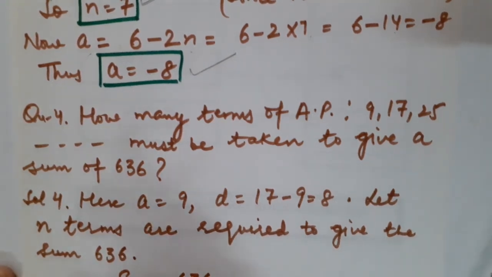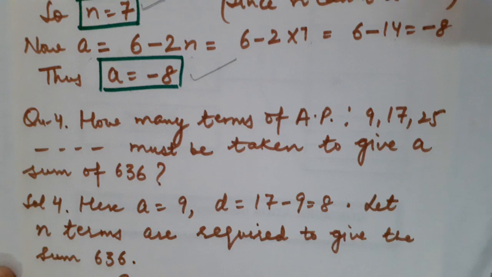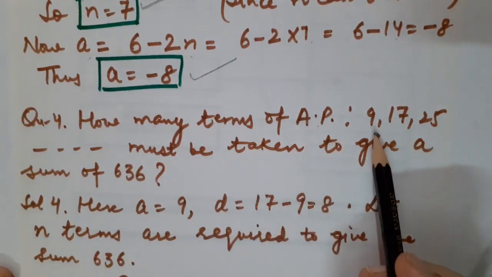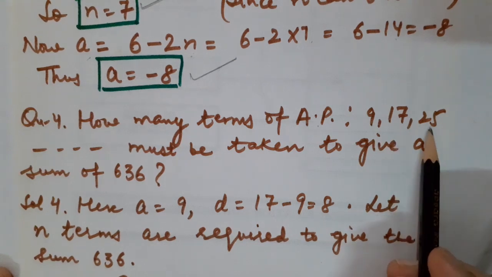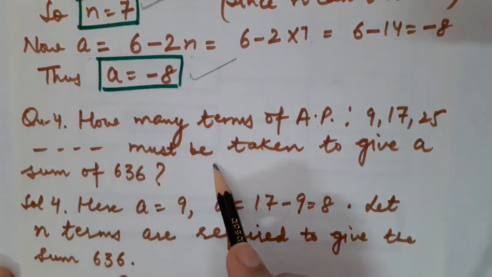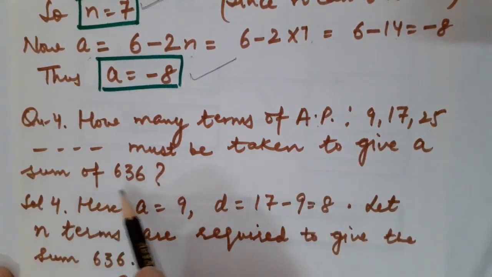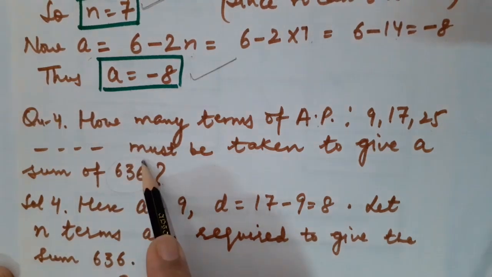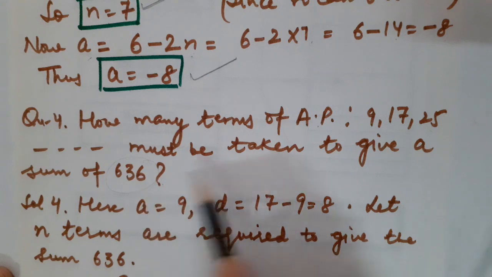Fine. So now let us switch to the next problem, that is question number 4. How many terms of the AP 9, 17, 25 and so on must be taken to give a sum of 636? Correct? Means the sum you will be having is 636.